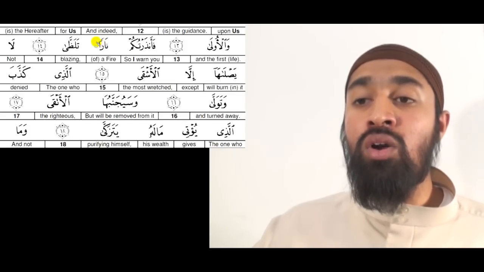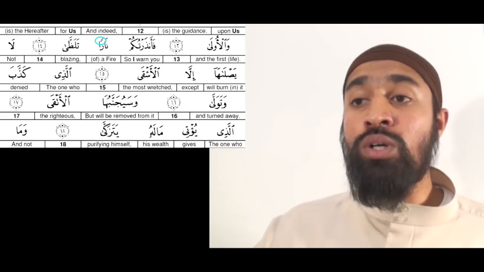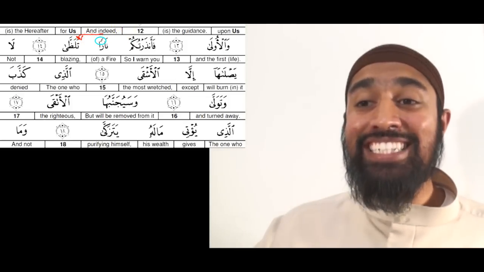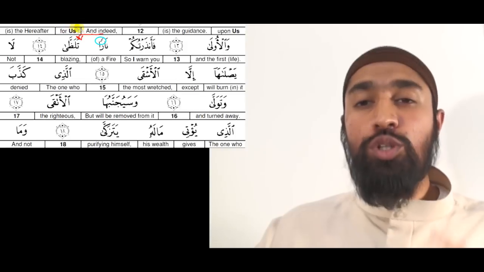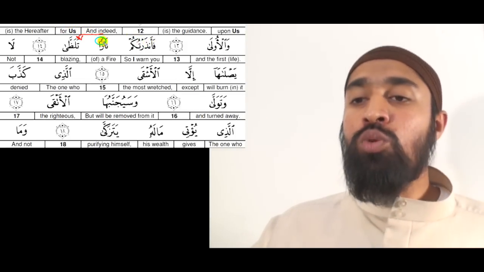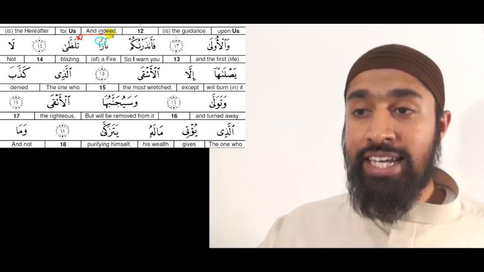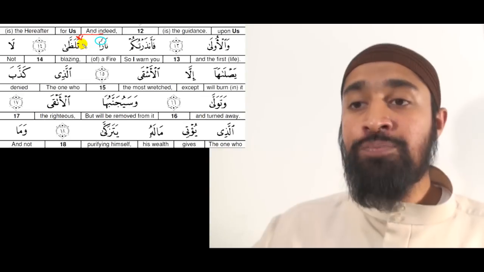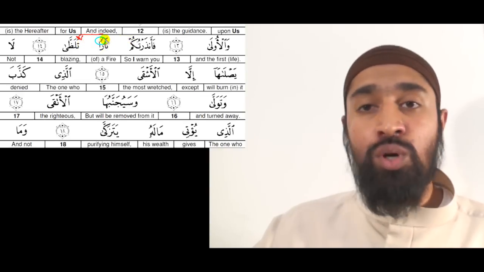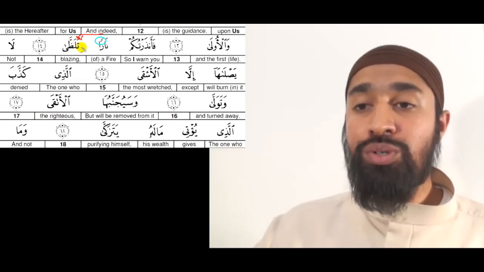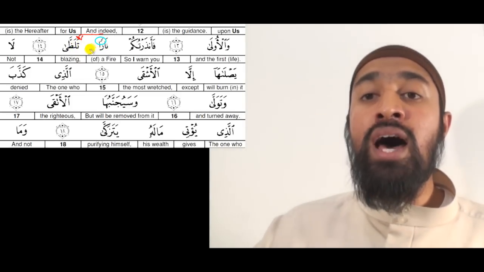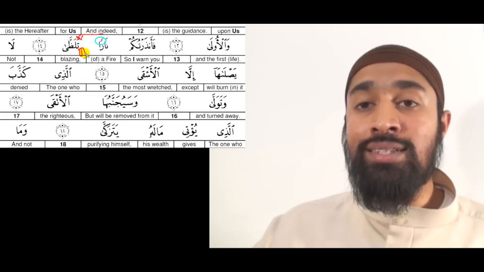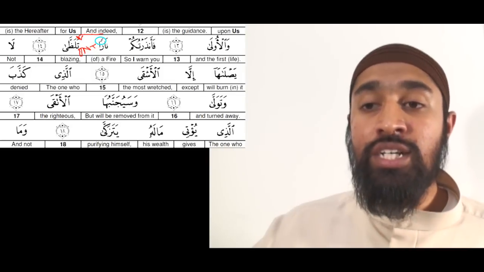Fa'anthartukum. Naran. Double accent. What are we going to do? When we see a double accent, what happens immediately? We have to look at the next letter. What is the next letter? It's the same rule. If you look at rule number 2 of rhythm, just pull out your notes. Rule number 2: if noon sukoon, or tanween, the double accent, is followed by any letter that's not in the throat, then the sound is going to float. Naran is going to be pronounced naran. The tongue does not touch.